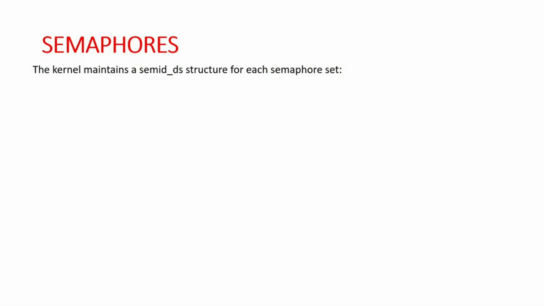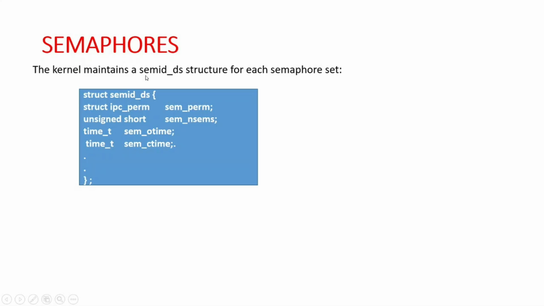The kernel maintains a semid data structure for each semaphore set. This is maintained by the kernel, and it looks something like this.